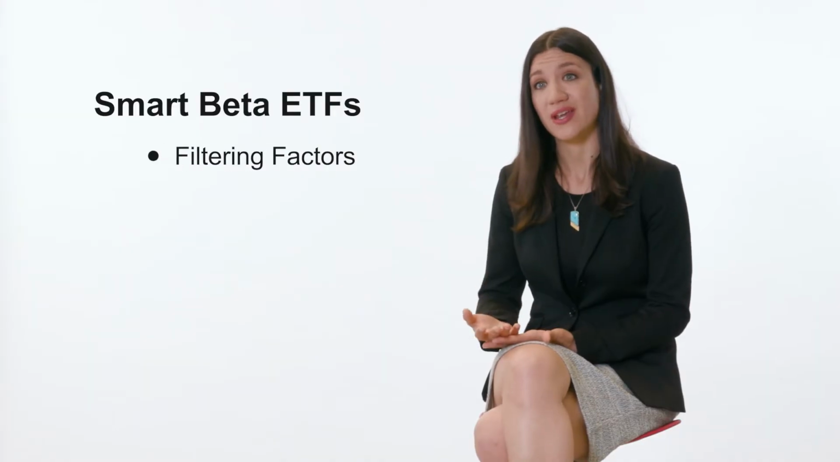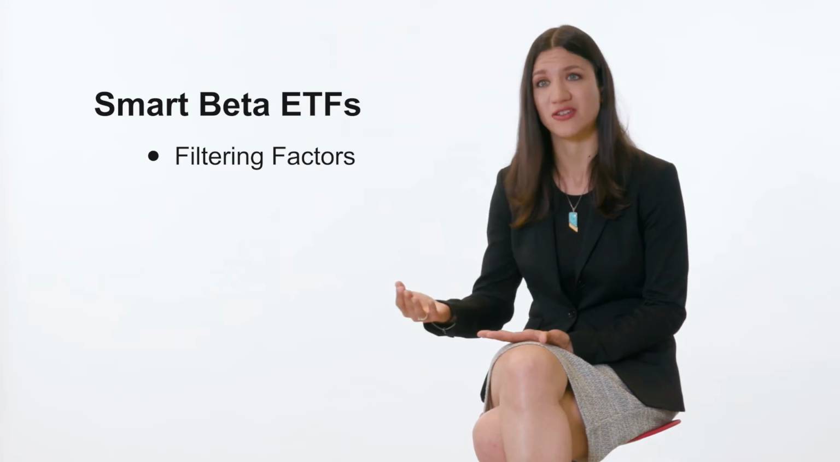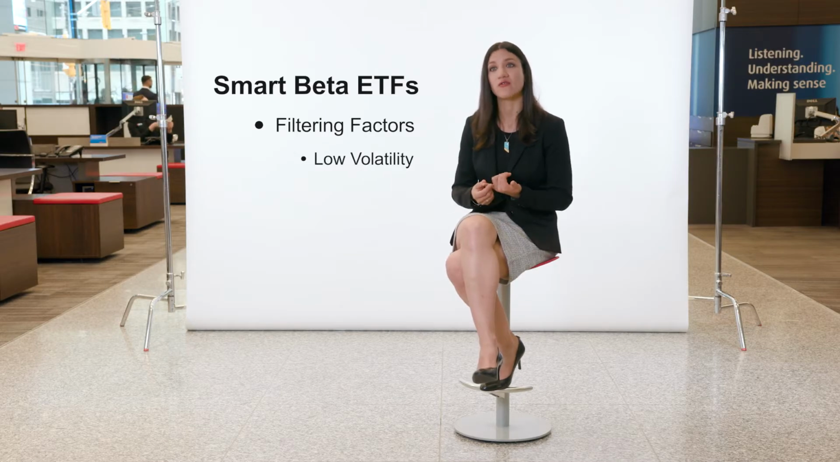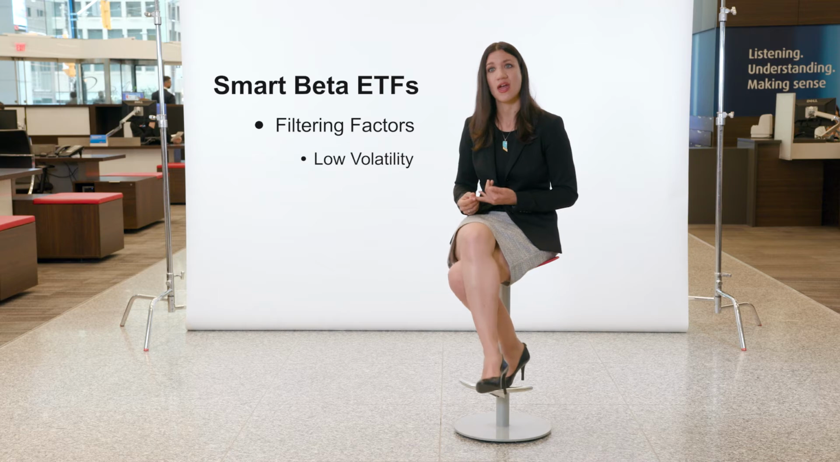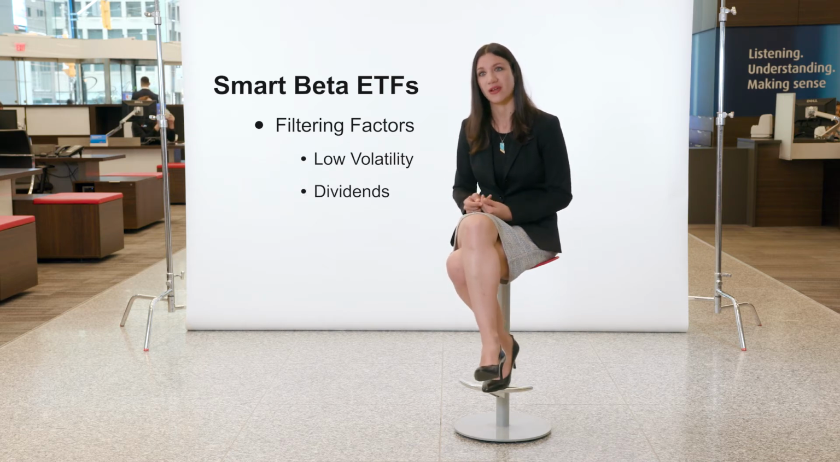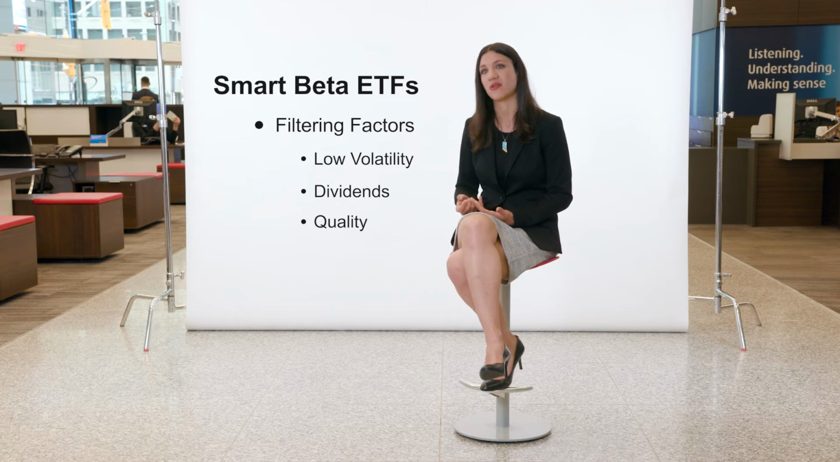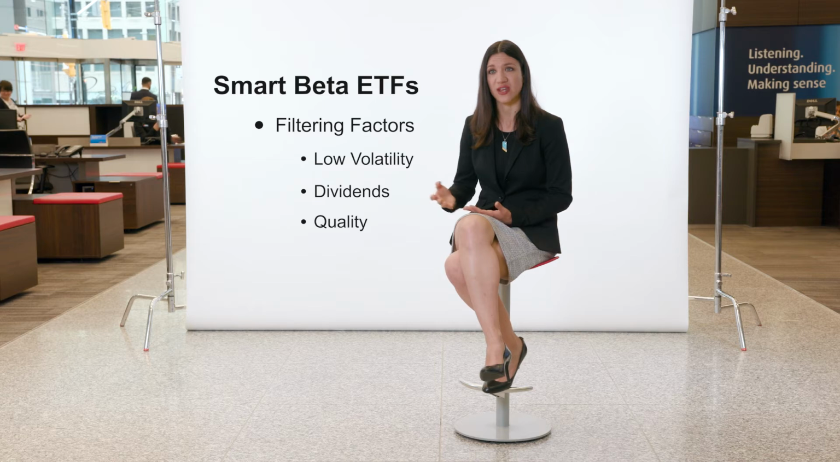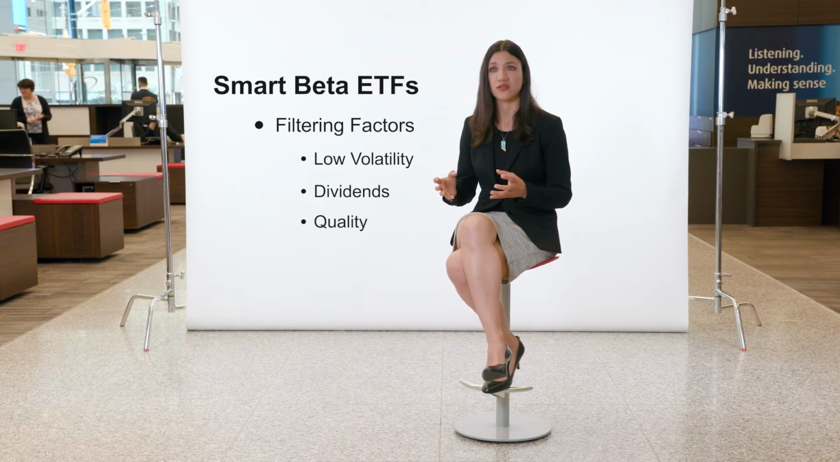So within a smart beta ETF, an index is typically filtered based on a factor. So for example, low volatility is a factor, dividends are another particular factor, or another type of smart beta ETF that we offer is the MSCI quality strategy, where we factor based on the quality of the stocks within the portfolio.